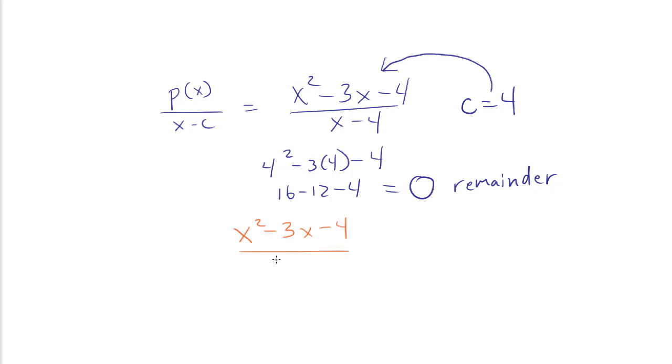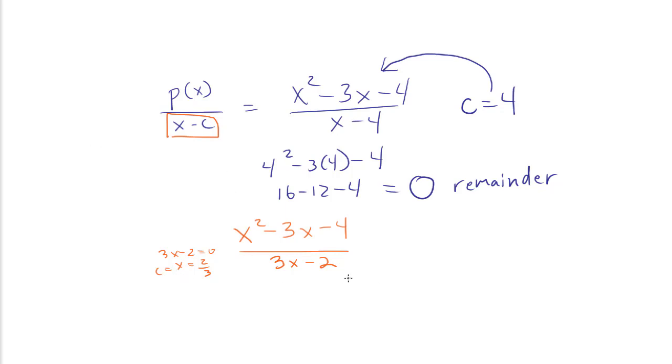What if instead I had x squared minus 3x minus 4 divided by 3x minus 2? How do I work with that? Is 3x minus 2 the same thing as x minus c? Well, essentially for our purposes, it is. It's a linear polynomial. But how do I calculate c? What is c in this case? Well, I could figure that out by essentially saying 3x minus 2 equals 0. X equals 2/3.